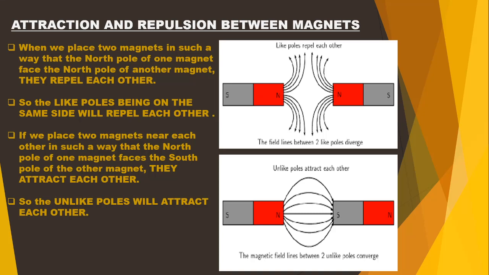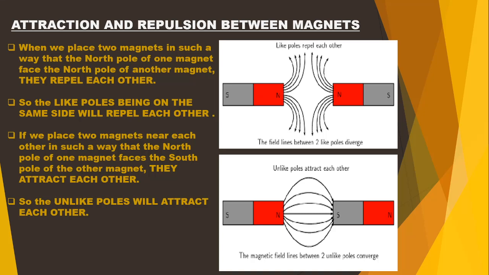magnet faces the north pole of the other magnet. So here, after doing this, we will see these two magnets are repelling each other. That means they are going away from each other. So, from here, we can come to the conclusion that here we have done the experiment with the two north poles. So, like poles repel each other.